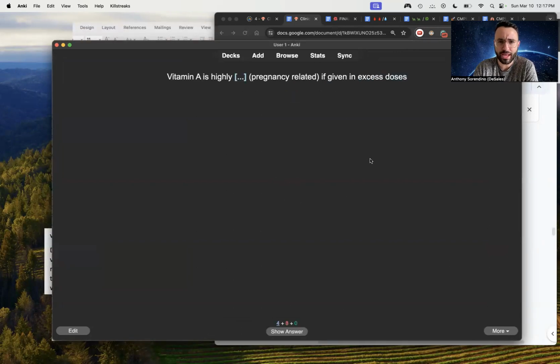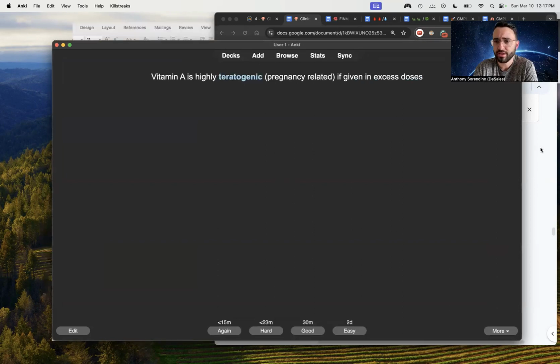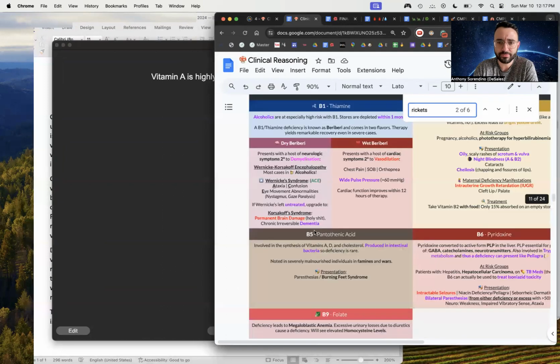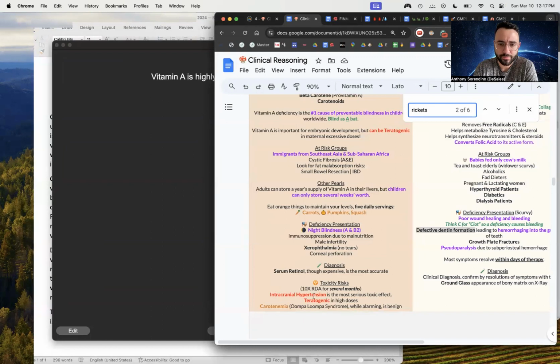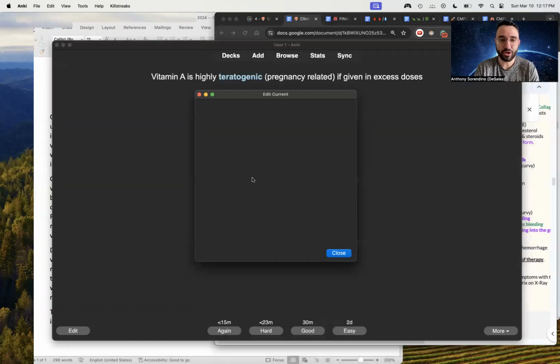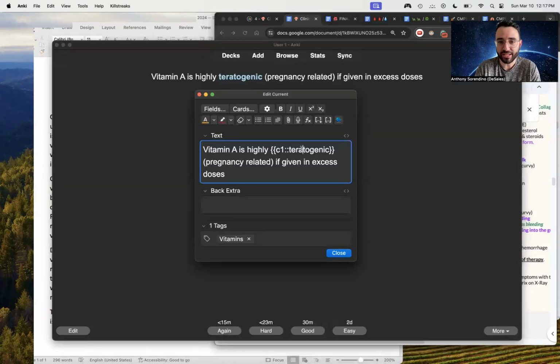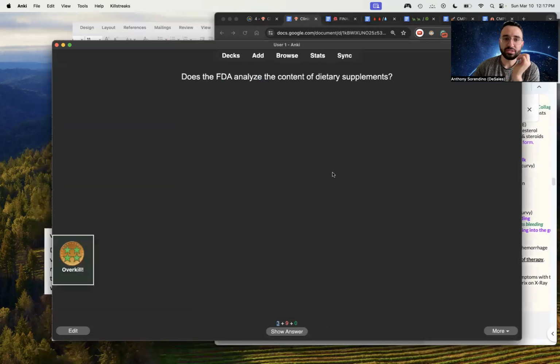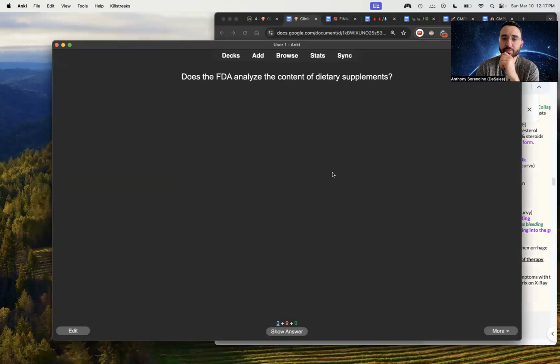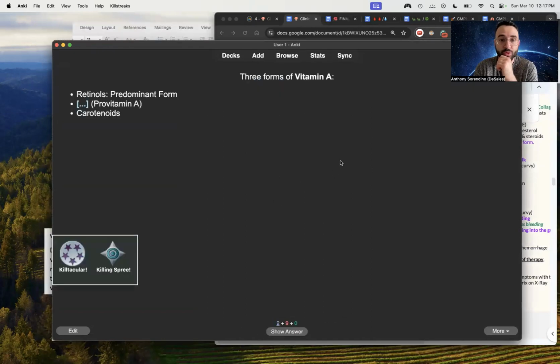Vitamin A is highly blank teratogenic if given in excess doses. Teratogenic. Could you put an A in that? I don't know if that's going to end up shooting me in the foot, because there's an E in there too. But you've got to put the emphasis on the A. Teratogenic, it's going to be A. Does the FDA analyze the content of dietary supplements? No.